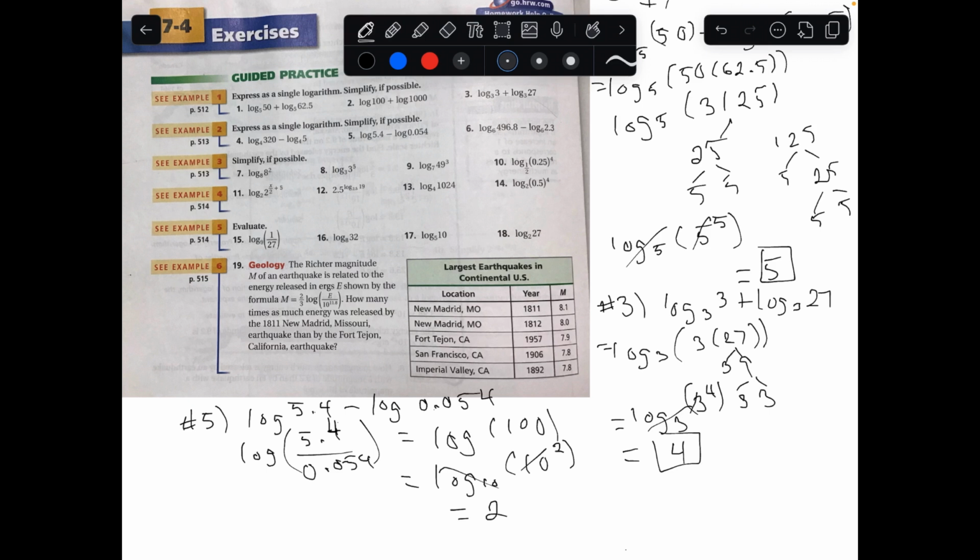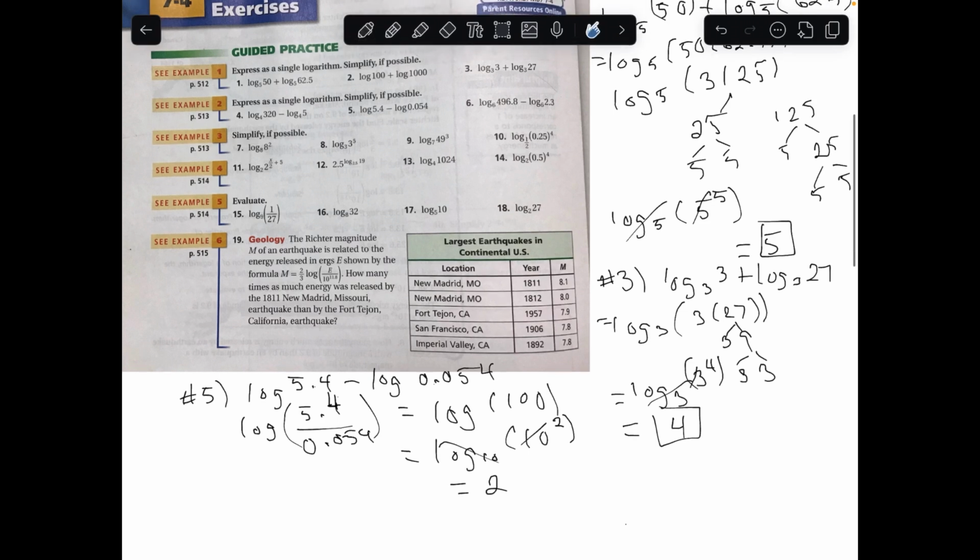All right, let me jump to example 3. They want us to simplify if possible. Now, just like we've been doing with everything else so far, I want to be able to factor something so that it has the same base with the exponent that I have with the log base. So that's the trick to these. Sliding down.